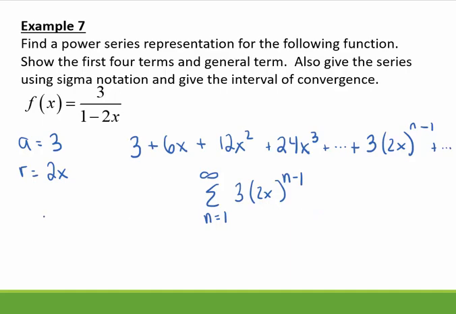Now I need to find the interval of convergence. Your ratio has to be between negative 1 and 1. So when I divide by 2, I'm sorry, I need to find the interval of convergence. So that's finding that.